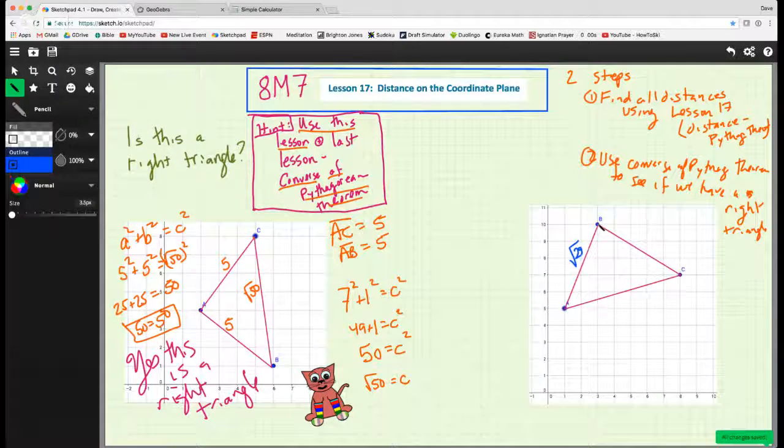Okay, well, what is this one? 1, 2, 3, 1, 2, 3, 4, 5. So this is 3, and this is 5. So I get 3 squared plus 5 squared equals c squared. So I get 9 plus 25 equals c squared. So that's the square root of 34.